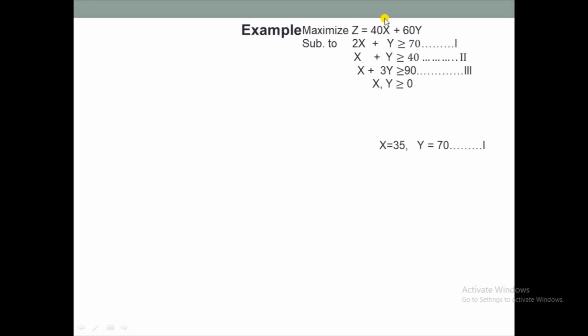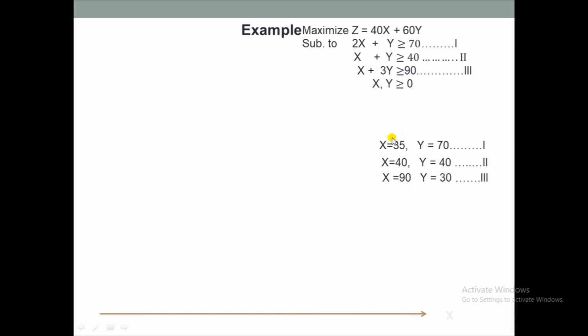Okay, so we'll convert the first constraint into an equation. This is going to be the simplest process. Equate it to 70. Put x equal to 0, y will be 70. Put y equal to 0, x will be 70 by 2, that is 35. Second constraint, put x plus y equal to 40. So x is 40, y is 40. Third constraint, if you keep the equality sign, x will be 90 when y is 0, and when x is 0, y is going to be 90 by 3, that is 30. So the coordinates are these for the three constraints.